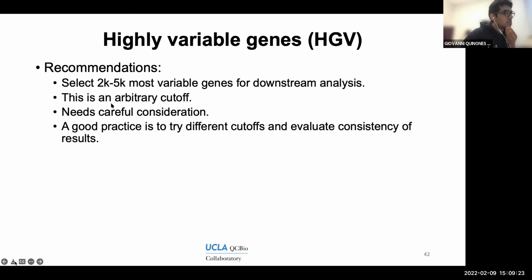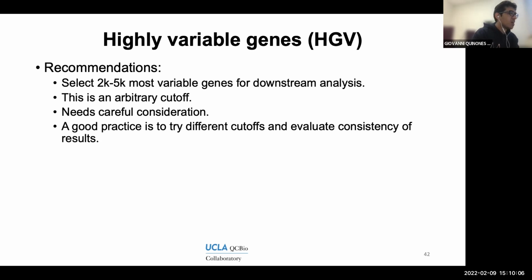But it's also worth noting that this is an arbitrary cutoff, meaning that there is no good reason to select these numbers exactly. And usually the best practice, and something that I really want to highlight here, is that it's good to try different values. You start selecting, say, 2,000 genes, and then you proceed with the rest of your analysis and you obtain some results. And then you want to repeat with a different number of genes. Maybe you move to 3,000 or 5,000. And then you check for consistency or how your results are different every time.